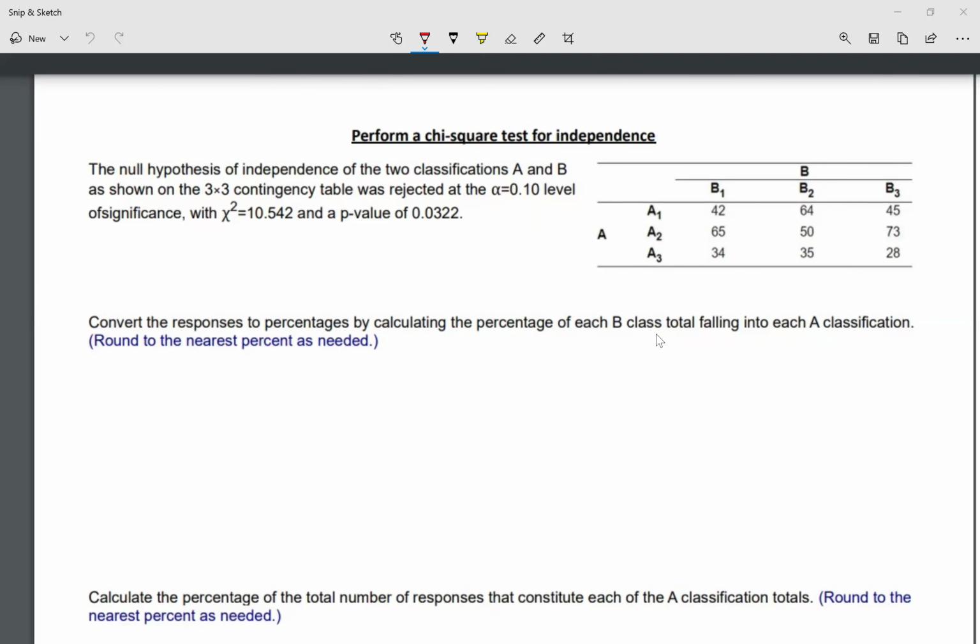Okay, so we have that the null hypothesis of independence of two classifications, A and B, as shown on the 3 by 3 contingency table, was rejected at the alpha equal to 0.10 level of significance with the chi-square value to be 10.542 and our p-value of 0.0322. And we have a table.